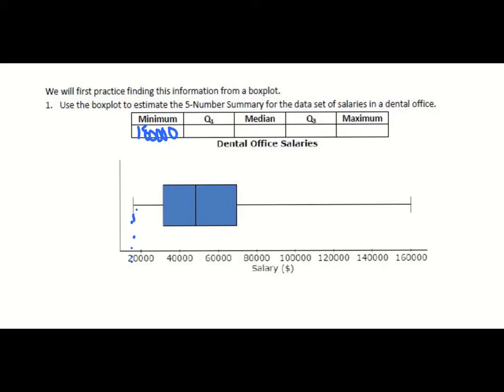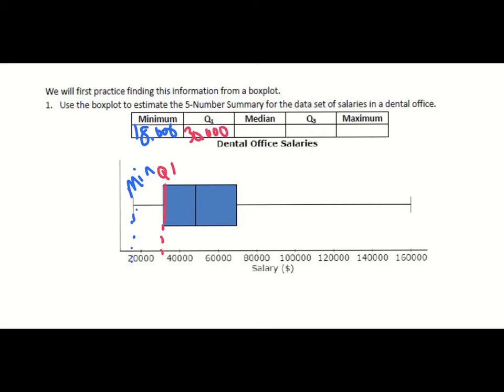Oops, not 180,000. Come on, I can't draw right. Let me try that again. So let's do this again. Your minimum is 18,000. This is your minimum right here. And then your quartile 1 is right here. That's at about 30,000.